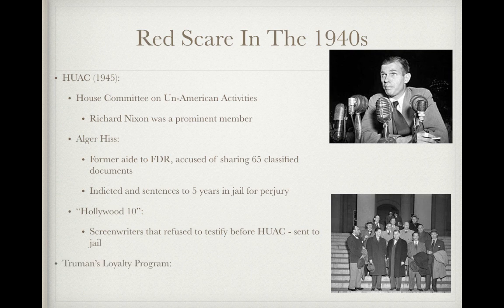Truman is going to issue a loyalty program. This is Executive Order 9835, in which all federal employees must take a loyalty oath and swear that they were not communist. And around 10,000 people will not do this, and they will lose their jobs.